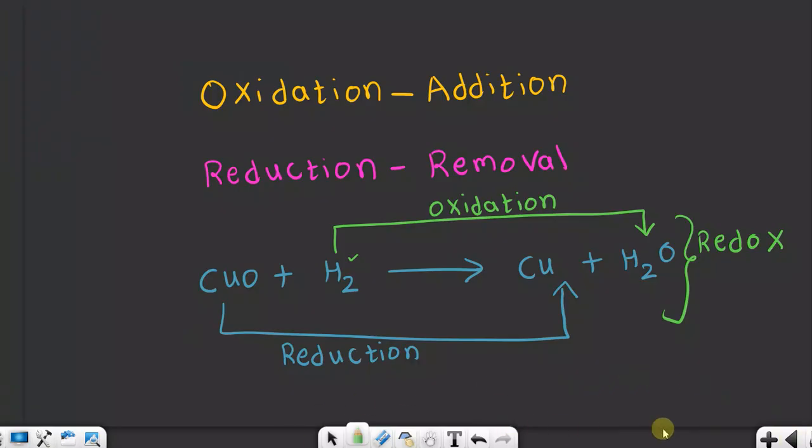I hope all of you are clear about redox reactions. I have one question for all of you. I will give you two reactions and you have to identify the substances that are oxidized and the substances that are reduced. Here we have 4Na plus O2 and we are getting Na2O.